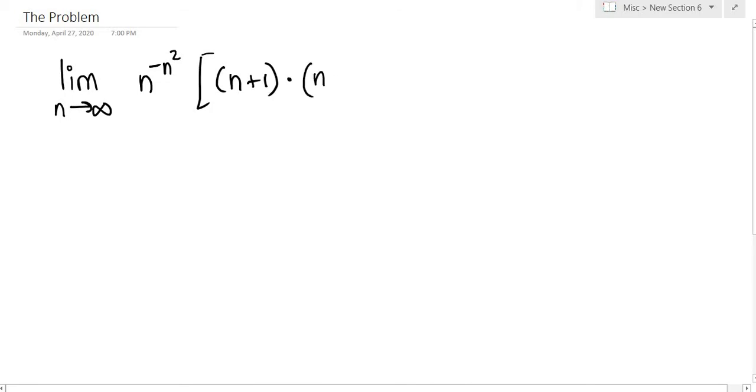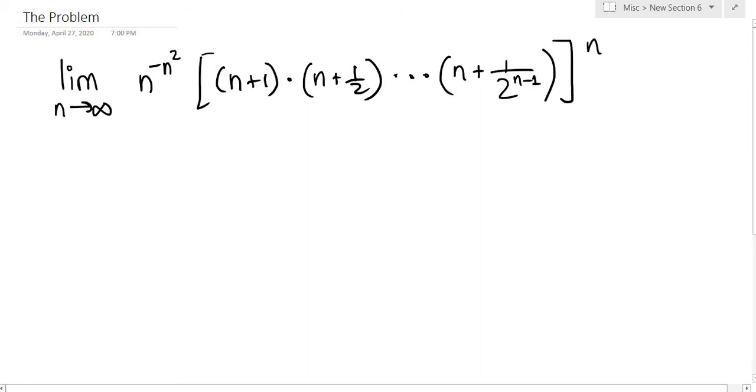So we have our question. The limit as n tends to infinity of n to the negative n squared, and in a bracket we have n plus 1 times n plus 1 half. All of that keeps on multiplying with n plus 1 over 2 to the n minus 1, and then everything is raised to the nth power.